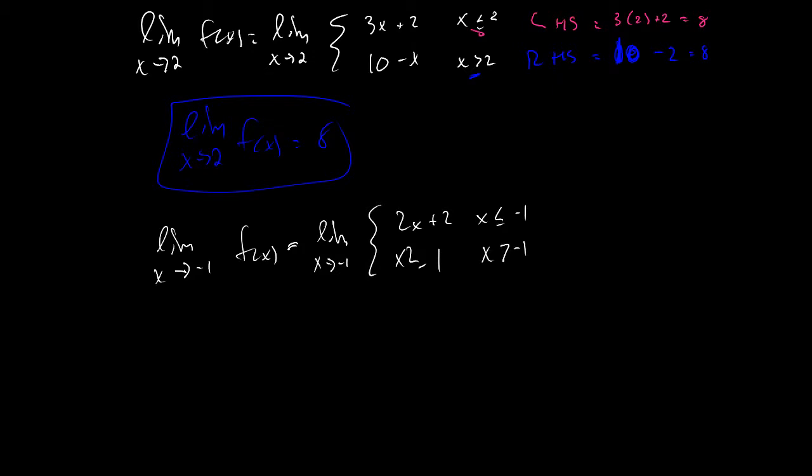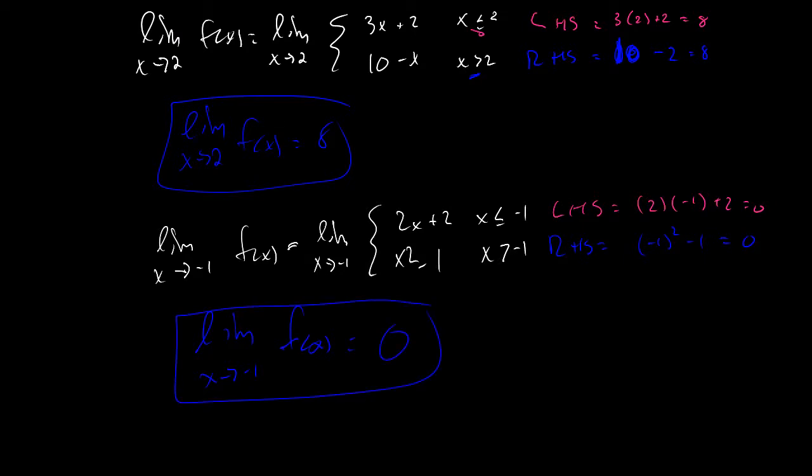Alright, so now we need to pick our left-hand side. So it happens to be the same. Then we plug in, so we get 2 times negative 1 plus 2, which equals 0. Now we do our right-hand side: negative 1 squared minus 1, which happens to equal 0. So left and right-hand side agree. So then I would say the limit as x approaches negative 1 of my function is equal to 0. Ta-da! I did that right.